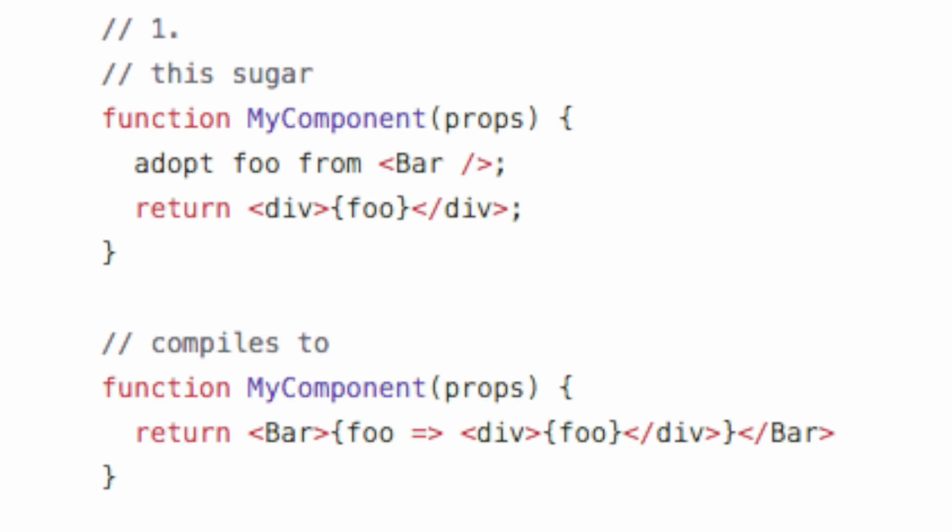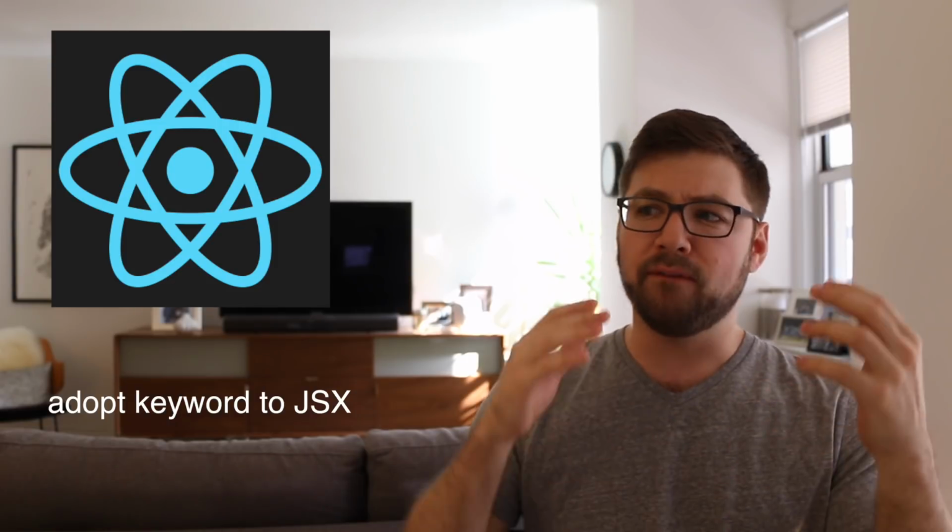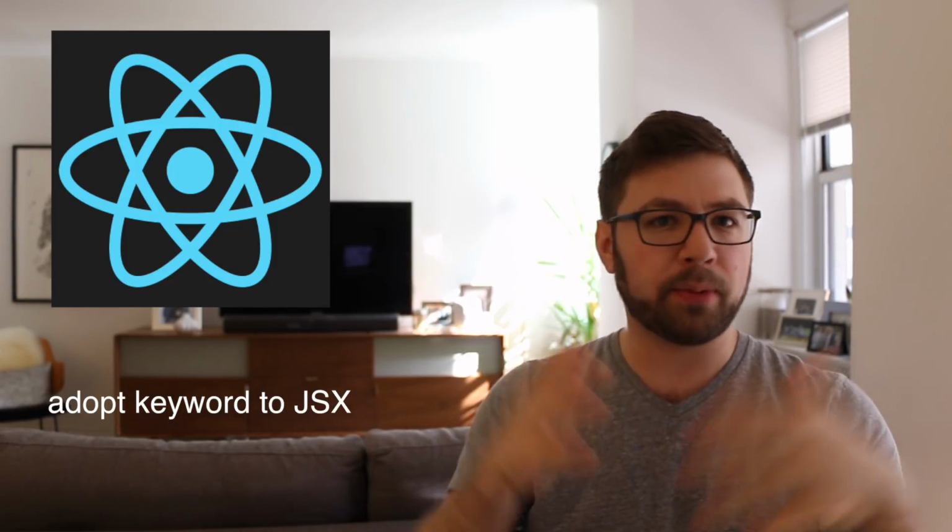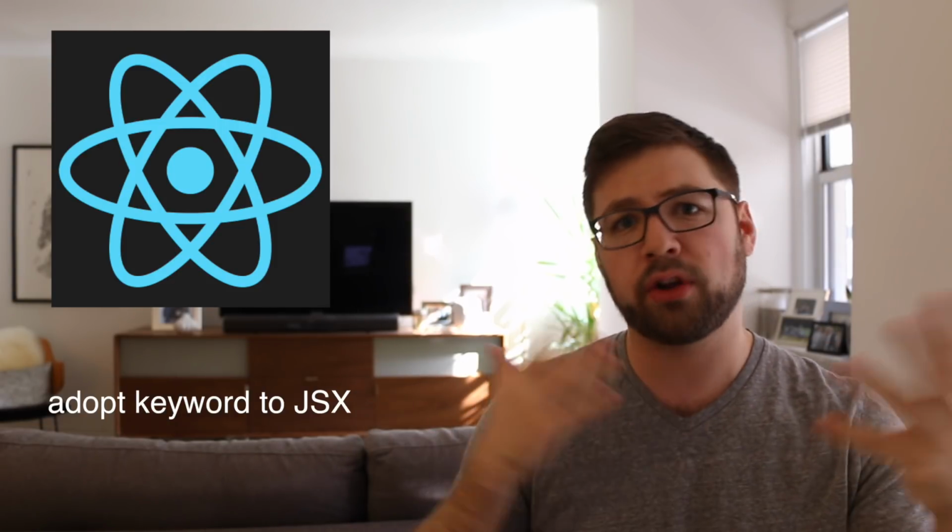There was also a third, very, very experimental idea to add a new adopt keyword to the JSX syntax to make it easier to use render props. It's very experimental and forward-thinking, but it's always good to think outside the box to see where things could be pushed.